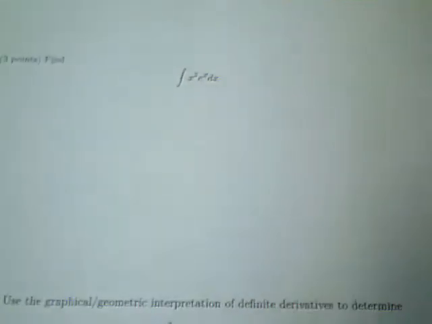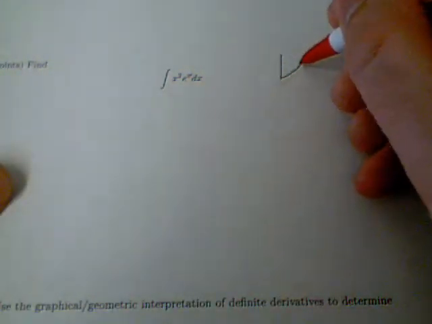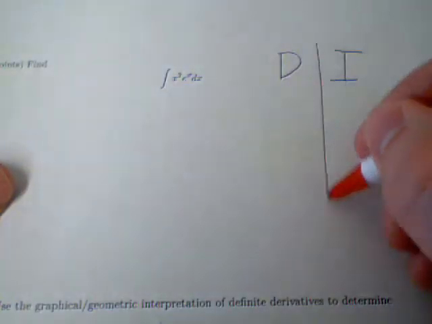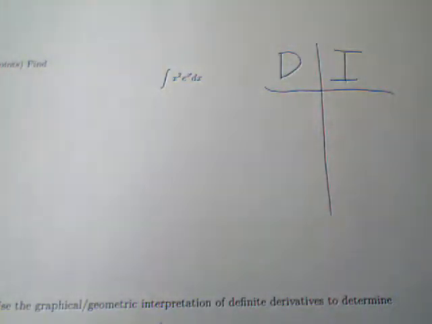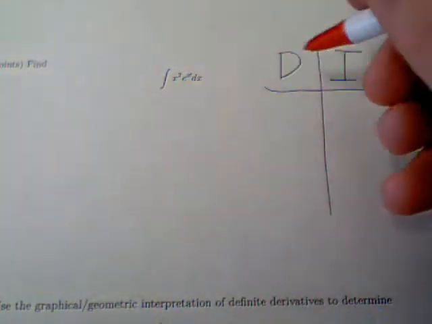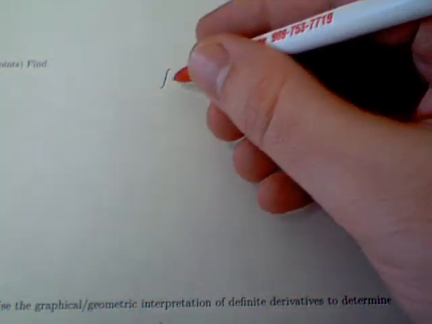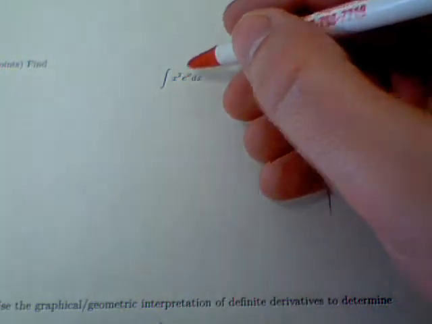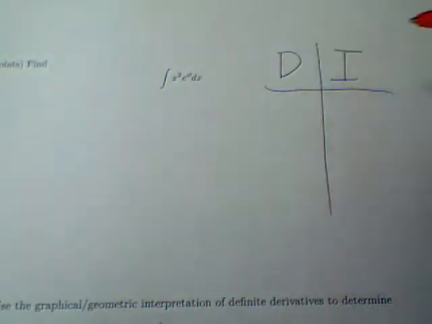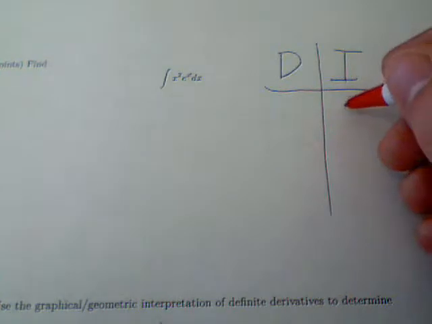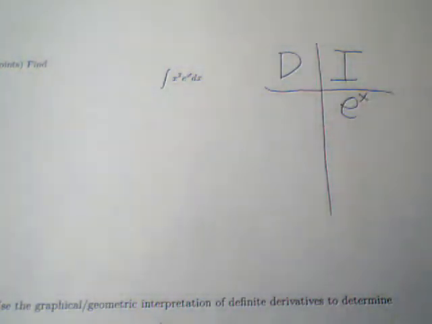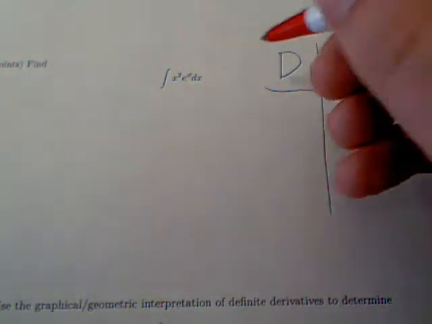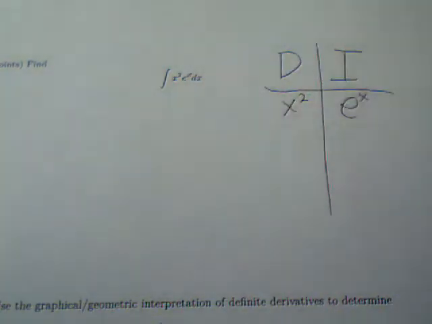Alright. So if we're using the tabular method here, I need to determine what goes in the D column and what goes in the I column. Derivatives of x squared, that's easy. Derivatives of e to the x, that's easy. For the I column, e to the x is way easier to integrate, so it's going to be e to the x the whole time. With a polynomial times an exponential, you're always going to put the exponential in the I column.